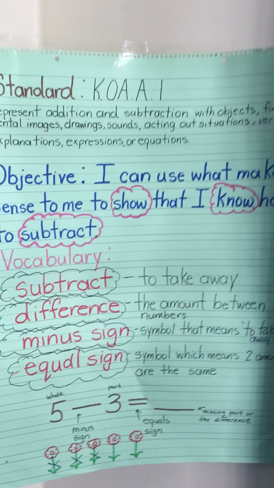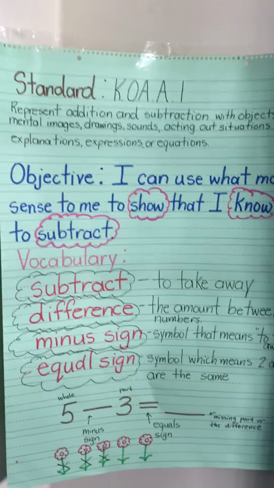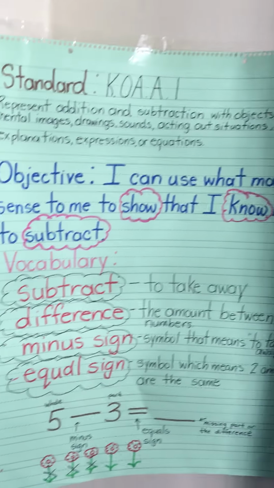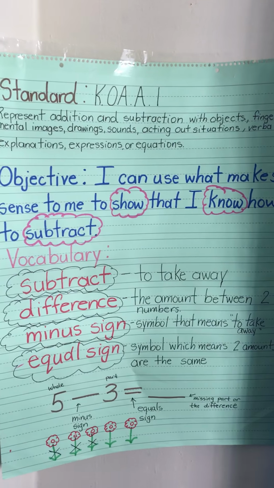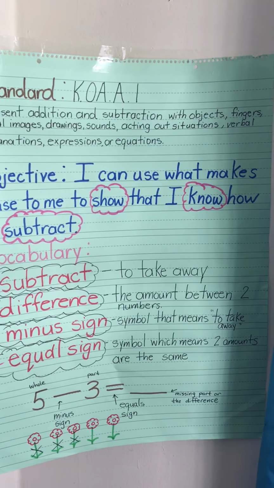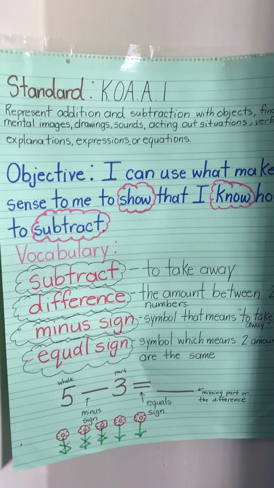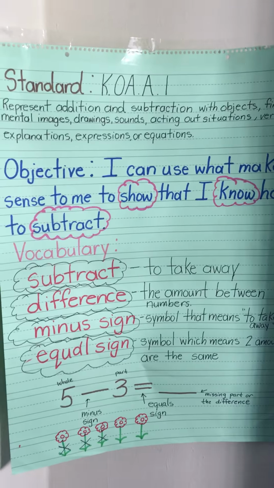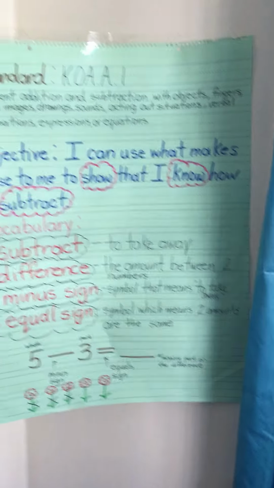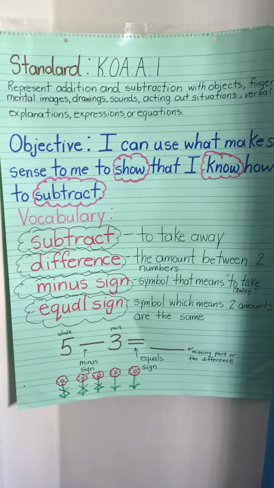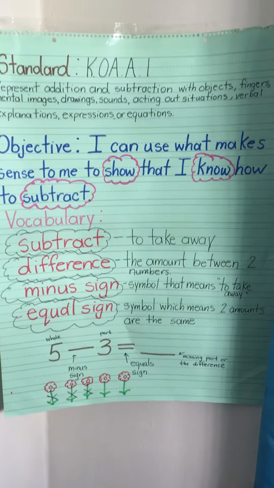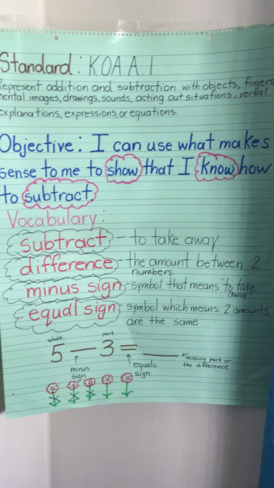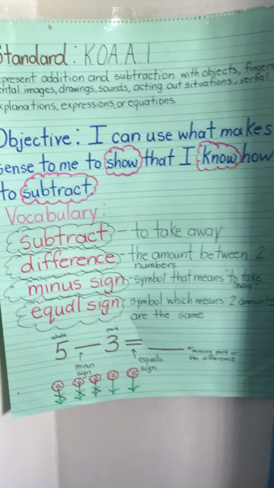So we're going to be using the standard today, K.OA.A.1, which reads to represent addition and subtraction with objects, fingers, mental images, drawings, sounds, acting out situations, verbal explanations, expressions, or equations. Our objective is I can use what makes sense to me to show that I know how to subtract. So we have our show and our know. We're going to be showing what we know by the strategy that we use.